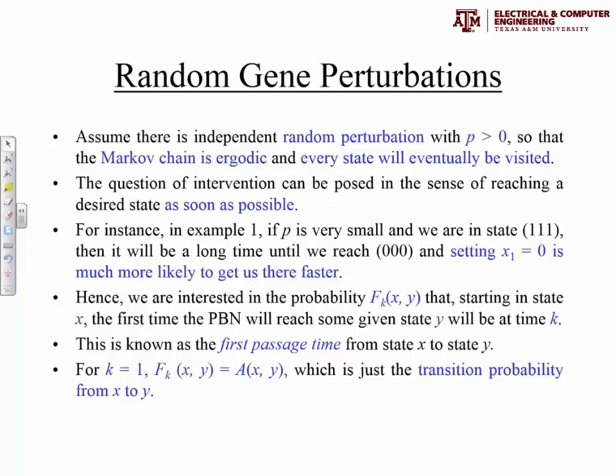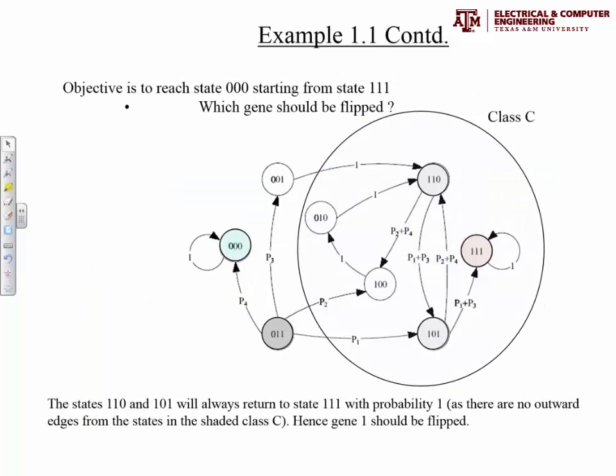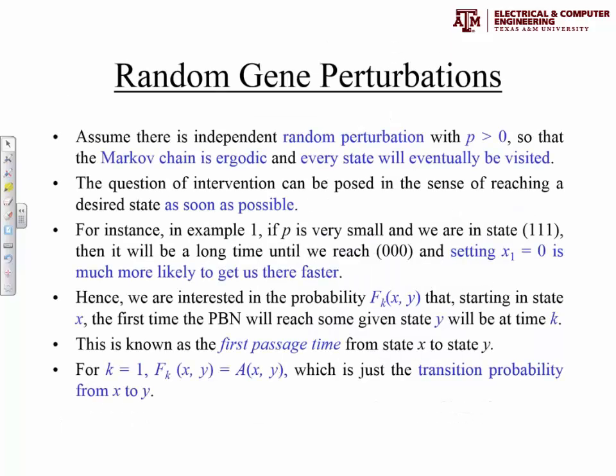Now, we didn't have that here, like we didn't have random gene perturbation, otherwise all the states would communicate with each other. From every state you can go to every other state, maybe with small probabilities. Now let's introduce random perturbation. So assume that there is independent random perturbation with p greater than 0, so that the Markov chain becomes ergodic and every state will eventually be visited. So from every state you can go to every other state.